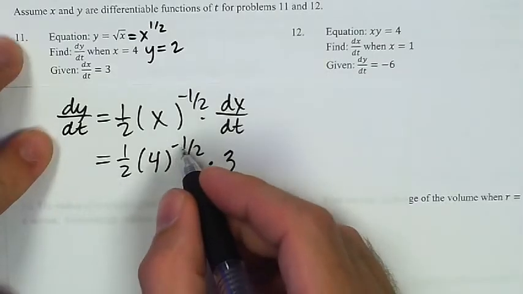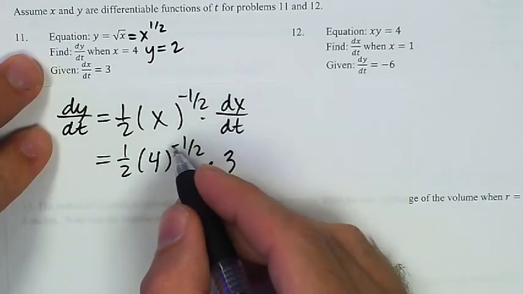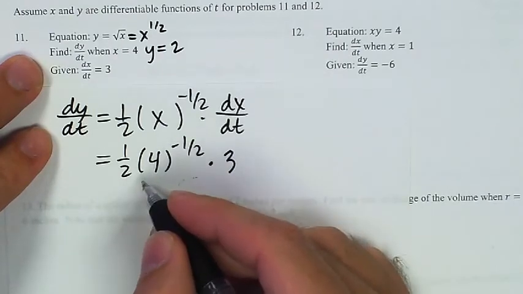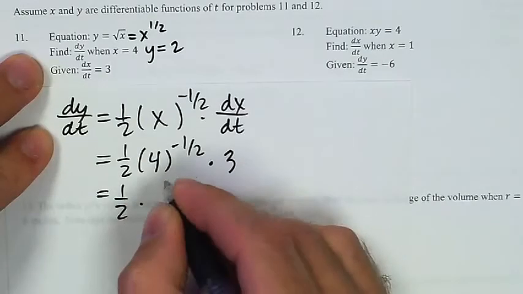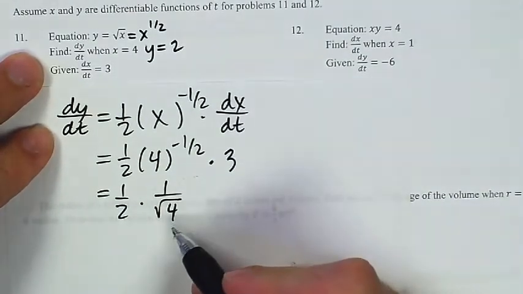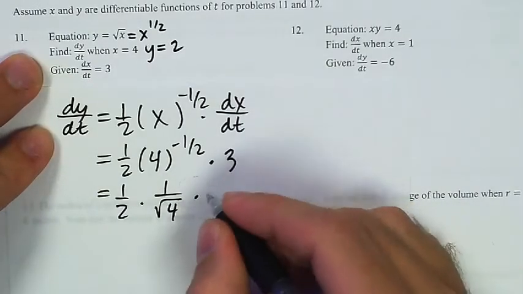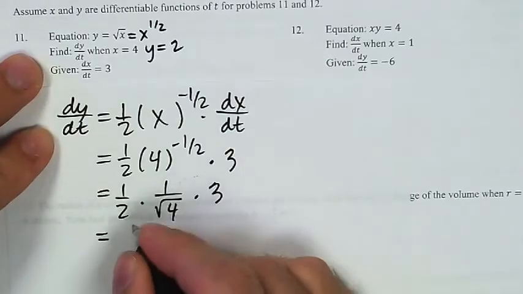So I just want to remind you that the 1/2 power is the square root, and the negative 1 power is making it 1 over 4. So this is 1/2 times 1 over the square root of 4, because that's what the negative 1/2 power is. It's 1 over the square root of x, multiplied by 3, and that looks like 3/4.